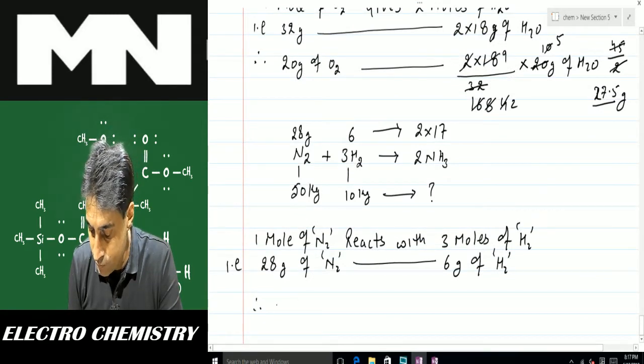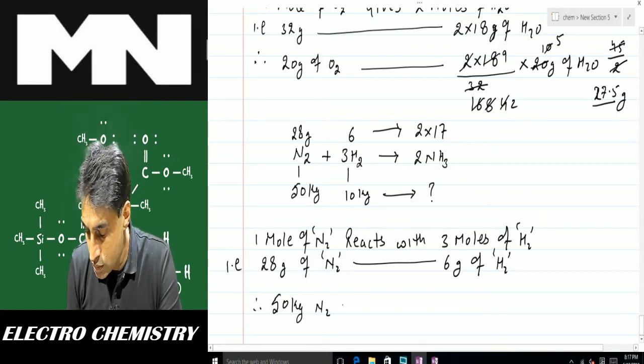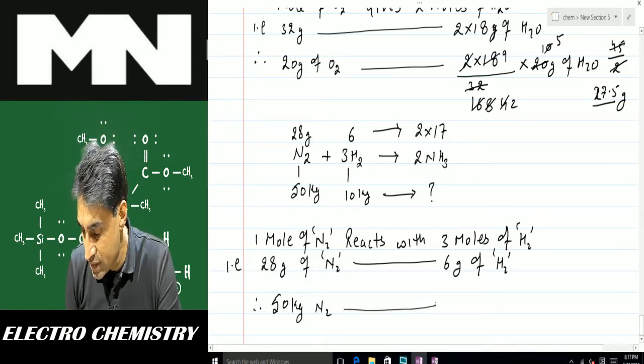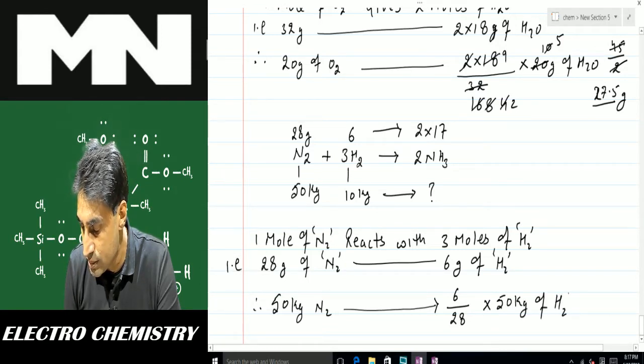Therefore, 50 kilogram of nitrogen will react with 6 by 28 into 50 kilogram of hydrogen.